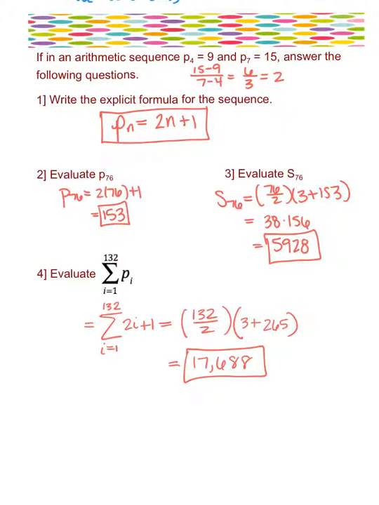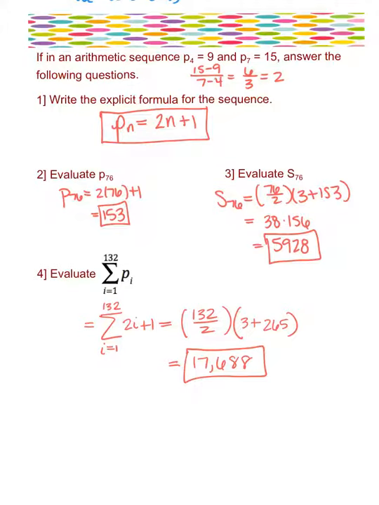Welcome back. Okay, so you can check your answers now. For number 1, you should have had p sub n equals 2n plus 1. Number 2, when you are asked to evaluate p sub 76, that's the 76th term in the sequence, you should have had 153. Number 3, evaluate s sub 76, that's the sum of the first 76 terms in the sequence, you should have had 5,928.